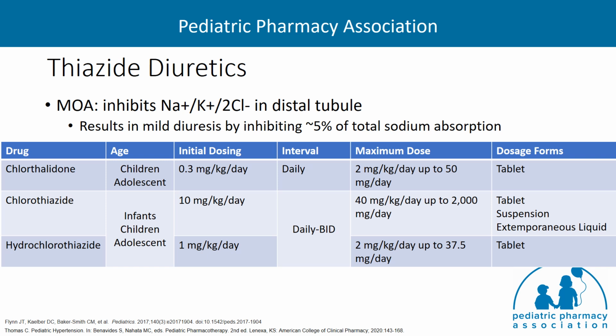So again, you can see the different drugs listed: chlorthalidone, chlorothiazide, and hydrochlorothiazide. You've probably seen the chlorothiazide and hydrochlorothiazide used more commonly in the pediatric population. And similar to the previous slides, you see initial dosing, the interval, with most of the time being daily. Sometimes you do have to use twice a day dosing, and then also review dosage forms.